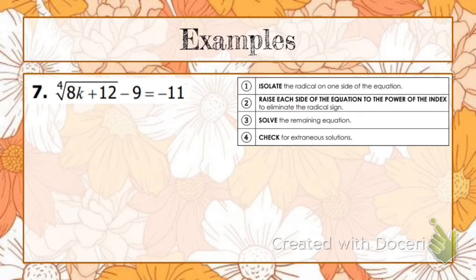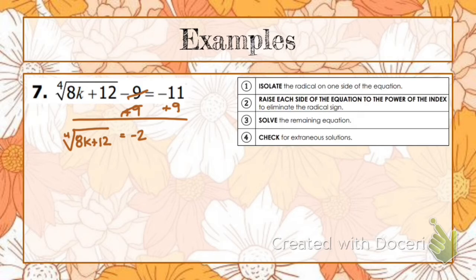All right, number 7 is to the 4th power. I wanted to do one of those with you really quickly. So let's isolate. We're going to add 9 to both sides to get the radical by itself. So that gives us the 4th root of 8k plus 12 equals negative 2, because negative 11 plus 9 is negative 2. All right, so then we're going to raise both sides to the 4th power. And remember, that's just going to cancel everything over here. So we get 8k plus 12 equals negative 2 to the 4th power, which is positive 32. No, it's positive 16. I apologize.